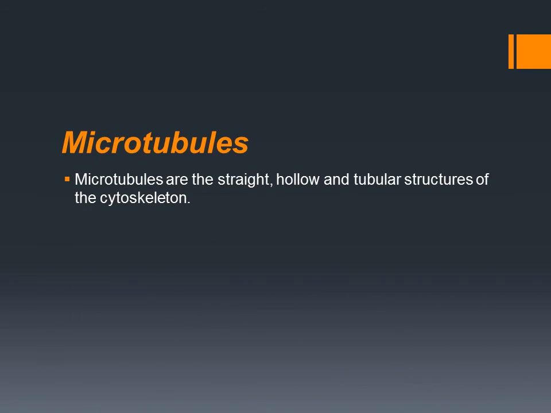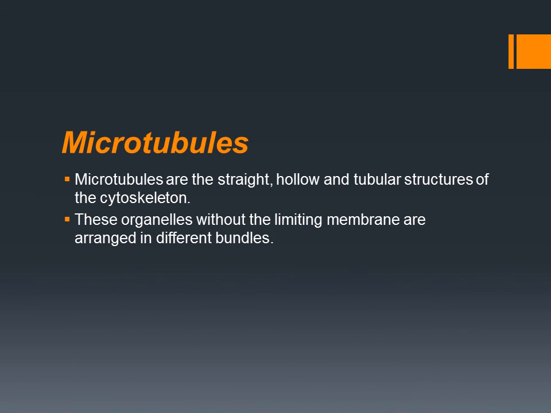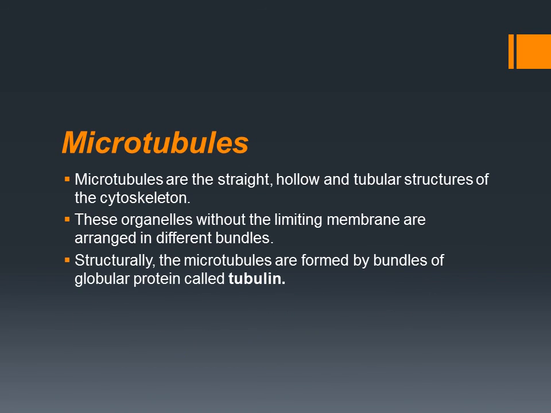Microtubules. Microtubules are the straight, hollow and tubular structures of the cytoskeleton. These organelles without the limiting membrane are arranged in different bundles. Structurally, the microtubules are formed by the bundle of globular protein called tubulin.